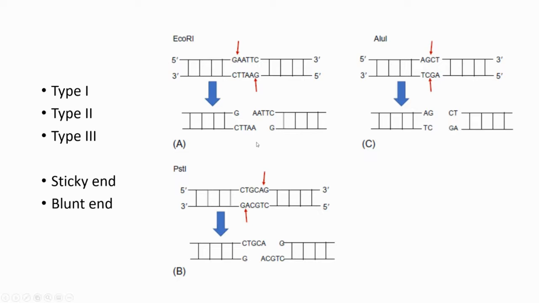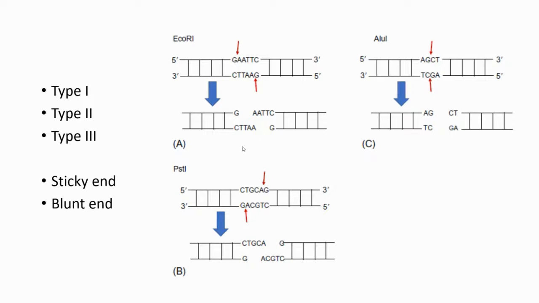Type 1 and type 3 are complex and have only very limited application in the biotechnology field. Only type 2 is very important. Type 1 enzymes normally have a recognition site and cleavage site about 1,000 bases apart. And for type 3, the recognition site and the cleavage site are about 24 base pairs apart.